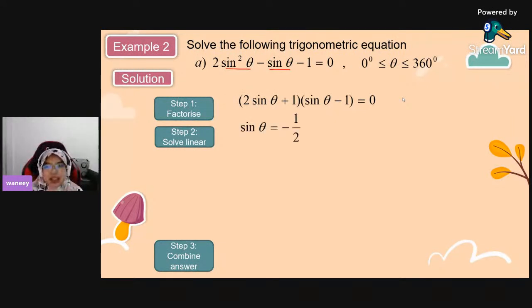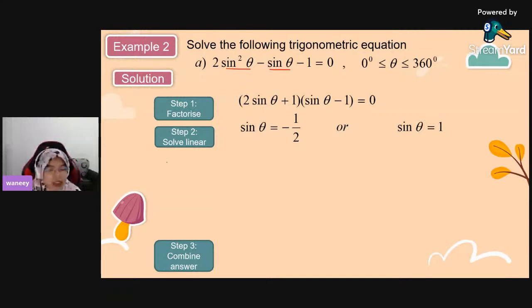Okay, so sine theta is equal to negative half or sine theta is actually equal to 1. So we got two linear functions over here. Either sine theta equal to negative half or sine theta equal to 1. Okay, so now how to solve the linear function? So of course, we have to firstly find out what is the basic angle, check the quadrant, and then check the range as well. Okay, so find out what is the basic angle.